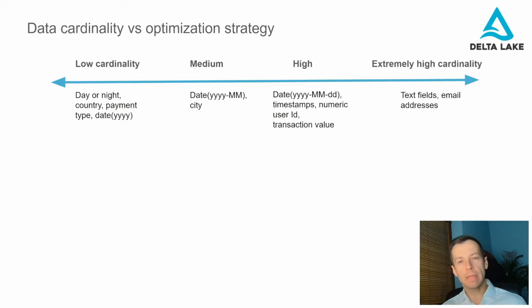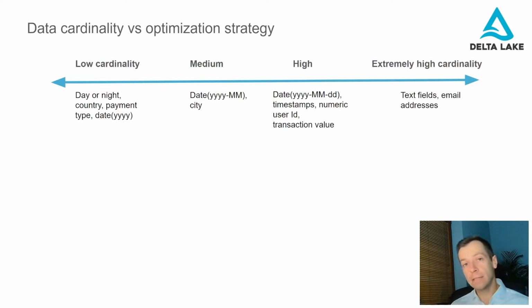If we take payment type, well, how many different payment types can we have? 5, 10? Or if we take a date, but only a year, it's also low cardinality. Then if we take year plus month, the cardinality goes up. And if we take year, month, and day, the cardinality gets even higher. And if we have a text field, the possibility of having the same value in different rows is very low, and this is extremely high cardinality.